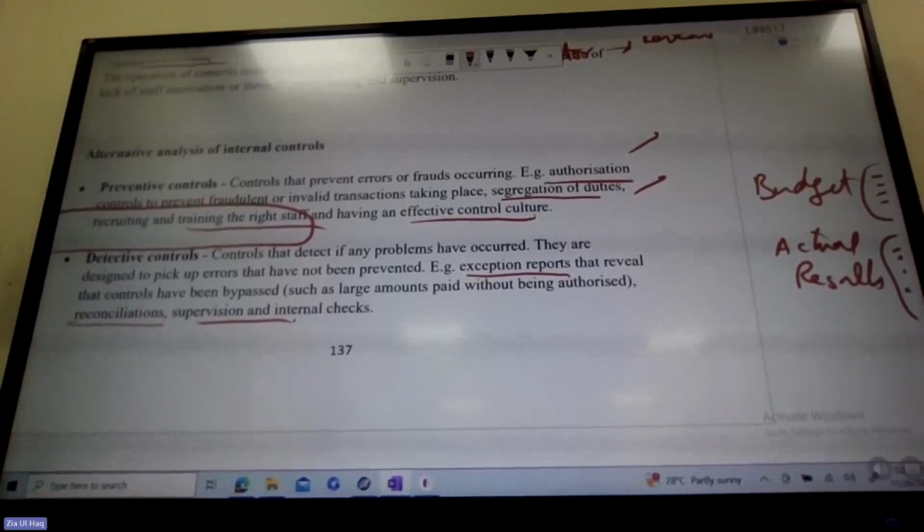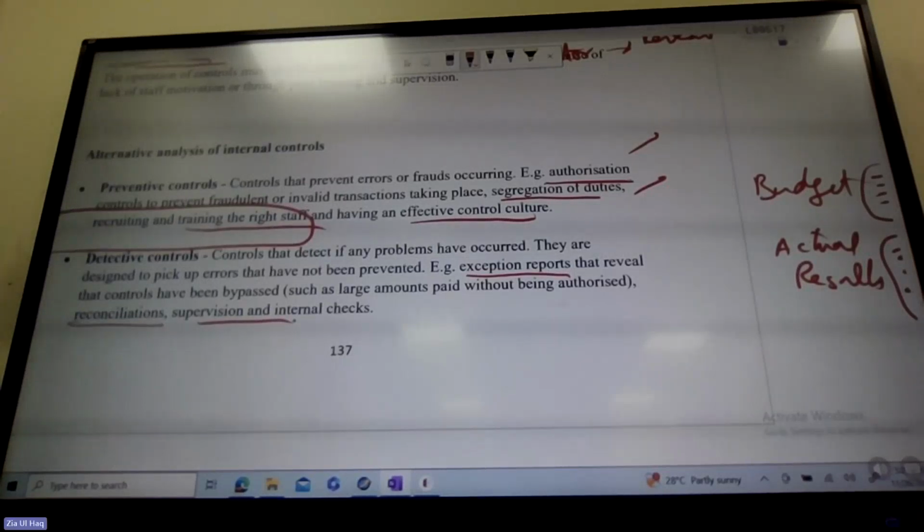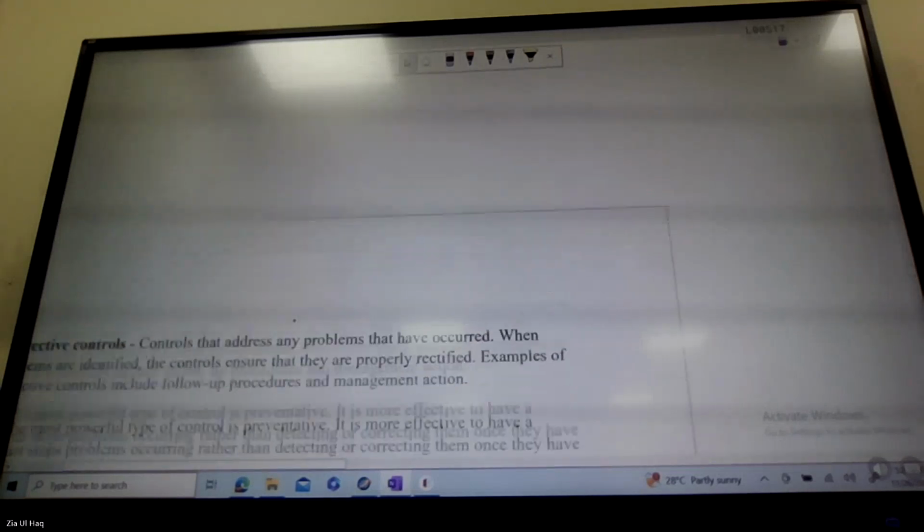So what are the preventive controls? Authorization, segregation of duty, training. What are the detective controls? Exception report, reconciliation, and supervision. What are the corrective controls?